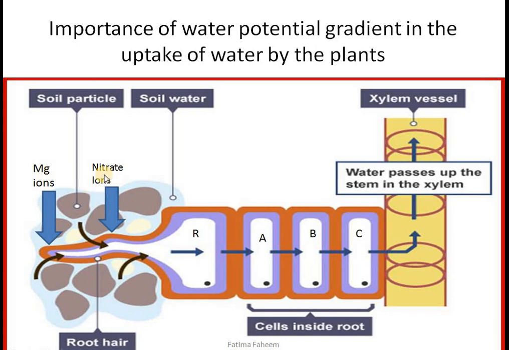Remember this, that these magnesium and nitrate ions would be taken up by the root hair cell by active transport, while water would come into the root hair cell by osmosis and into the adjacent cells, that is A, B and C, by osmosis.